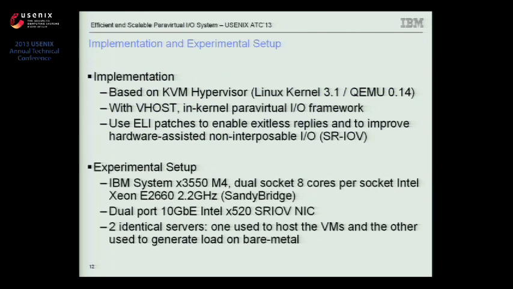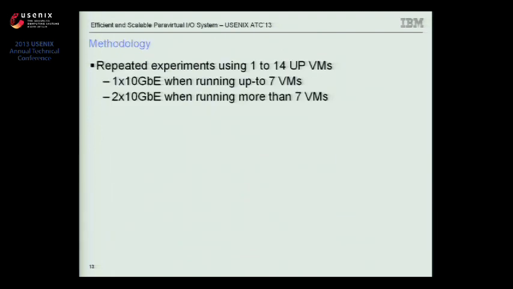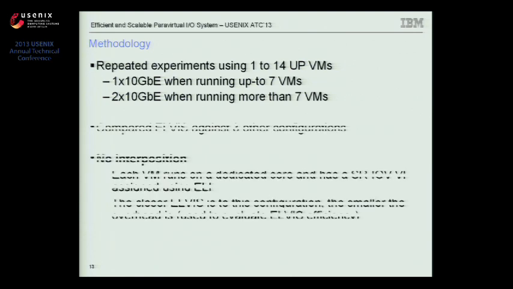We used Sandy Bridge machines equipped with dual sockets, 8 cores per socket, and dual-port 10 gigabit Ethernet adapters with SRIOV capabilities. These were 2 identical servers connected directly with each other. One server was running the virtual machines, and the other server was creating load on bare metal. We repeated all our experiments using 1 up to 14 single-processor virtual machines, so we can measure scalability. Depending on the number of virtual machines, we use 1 port or 2 ports.